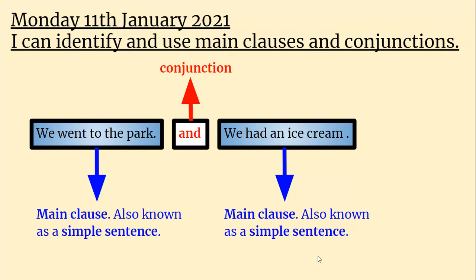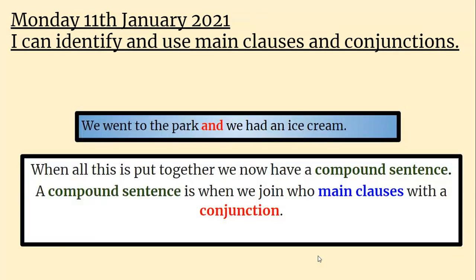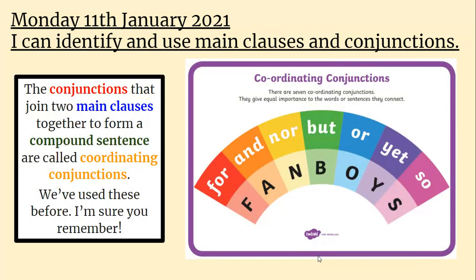It makes it a little bit easier to speak, to say it, and it doesn't take that much longer to write because of just adding one little conjunction in the middle. We went to the park and we had an ice cream. We've made a compound sentence. A compound sentence, just as I said before, is when we join 2 main clauses with a conjunction. The conjunctions that join 2 main clauses together to form a compound sentence are called coordinating conjunctions.